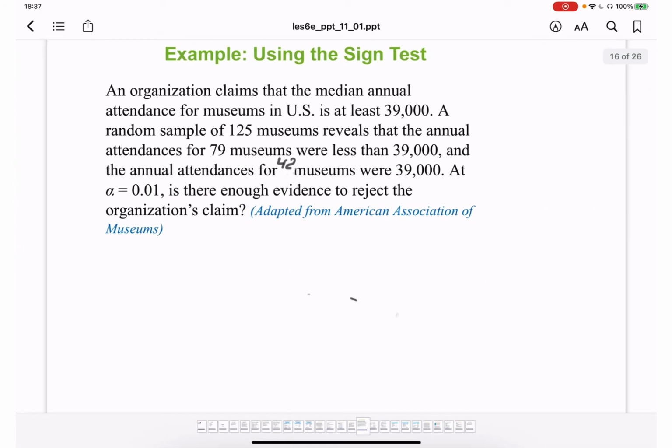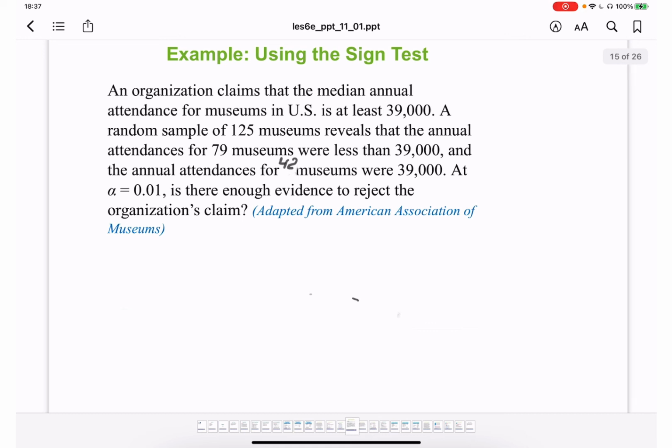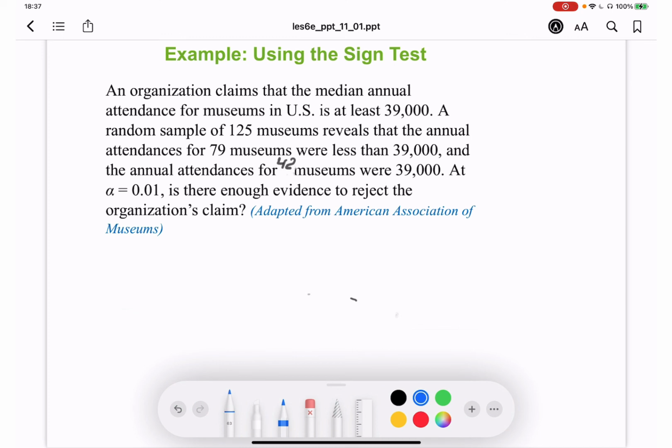Okay. Next one. An organization claims that the median annual attendance for museums in the US is at least 39,000. A random sample of 125 museums reveals that the annual attendance of 79 museums was less than 39,000, and the annual attendance for 42 museums was 39,000. At the 0.01 significance level, is there enough evidence to reject the organization's claim?